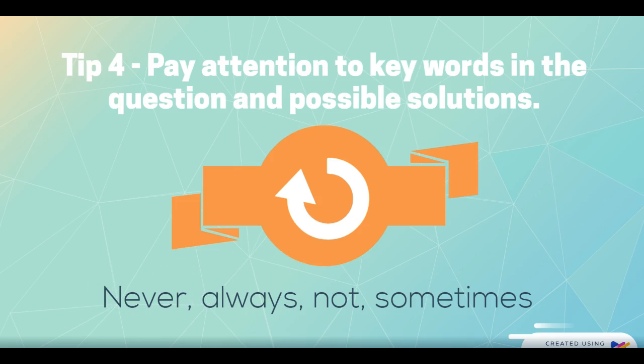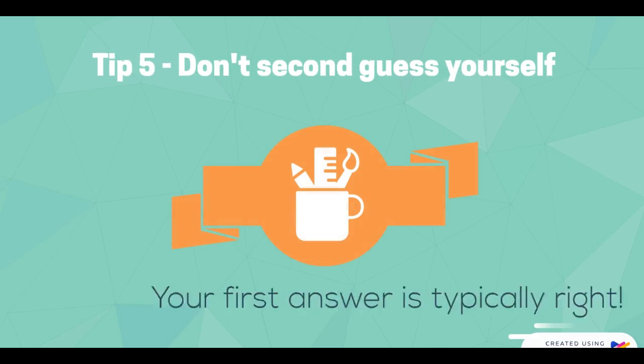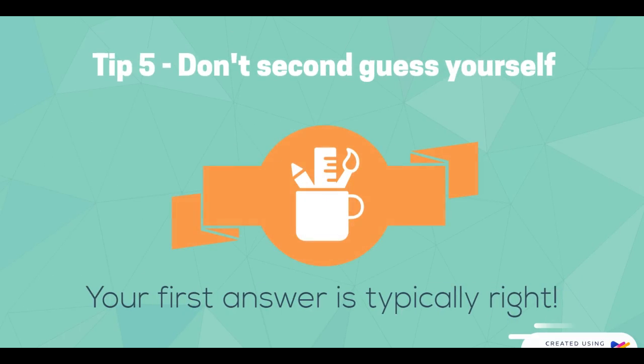Most of the time when you see always and never, you can eliminate those as possible answers because those are so absolute. And the last tip that I'm going to share with you today is really don't second guess yourself. Your first answer is typically the right answer. Go with your gut. Now, that doesn't mean if you go and complete other questions and you realize, oh, I've made a mistake, you can't go back and change it.